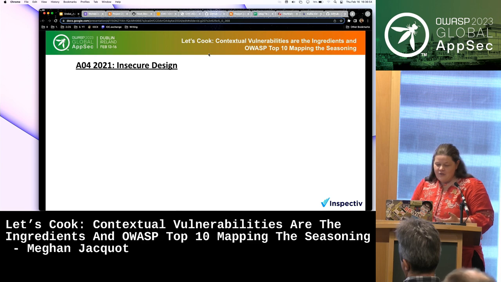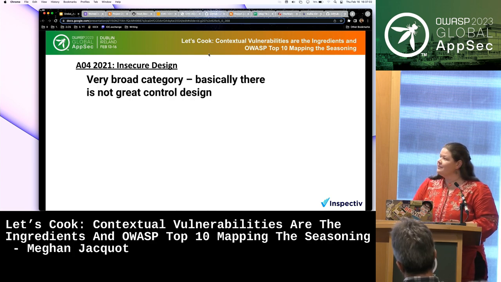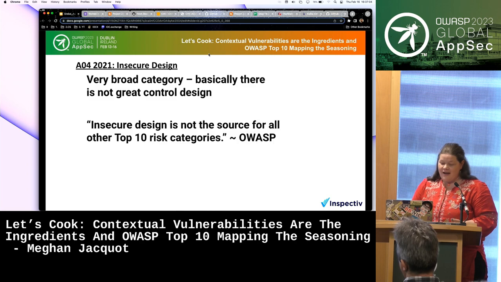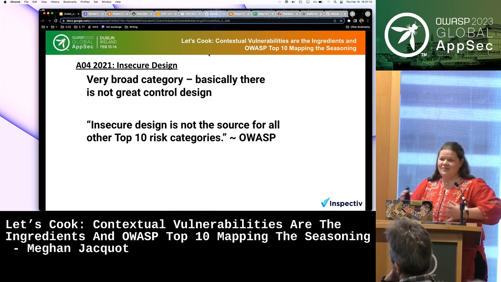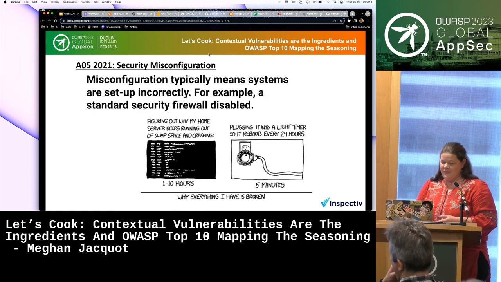Now, our next one is insecure design. You think about maybe a recipe and you're like, how do I follow this? What do I do? What are the techniques I should be using? It's a very broad category, and I really like this quote from OWASP, where they said this is not the source of all the other vulnerabilities. Really important to keep that in mind. This is not the end-all be-all. It is its own category.